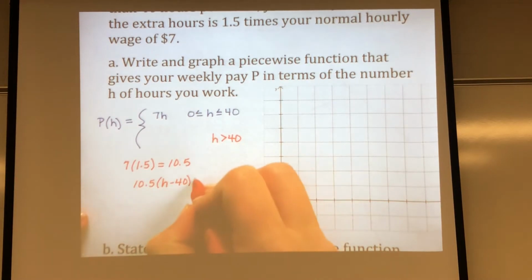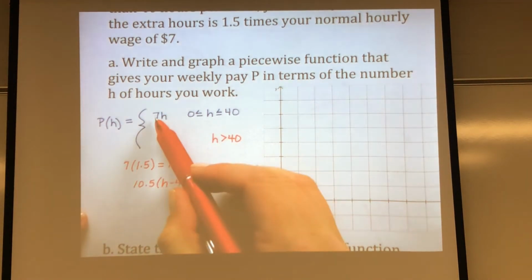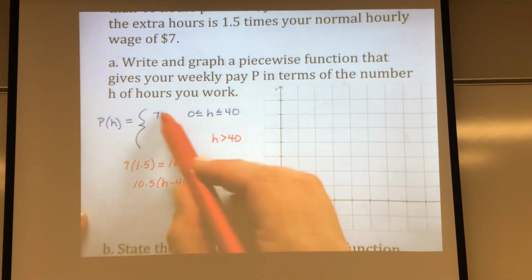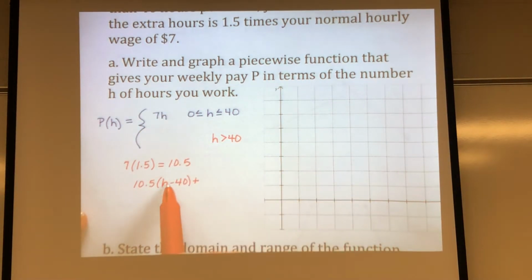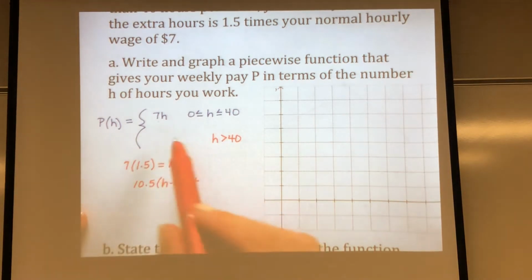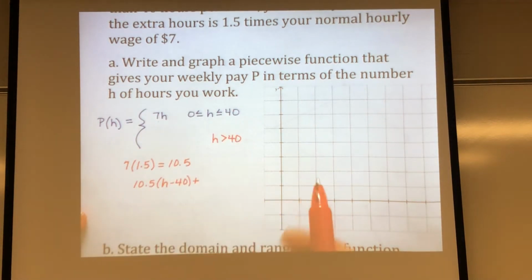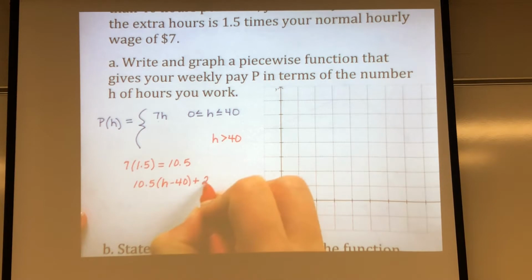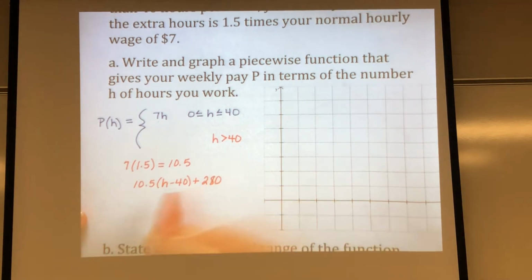Plus, you get 40 hours times 7. So you get your original pay for the first 40, and then you get your extra pay for any hours over 40. So how much would we get for our 40-hour work week? 7 times $40, that's $280. And then this part here calculates our overtime.